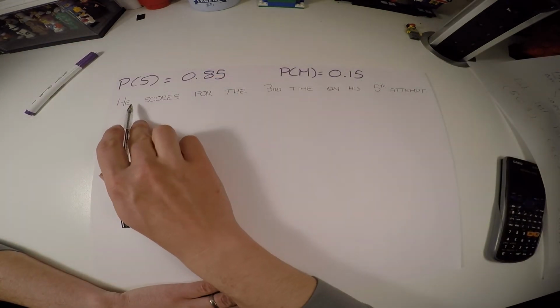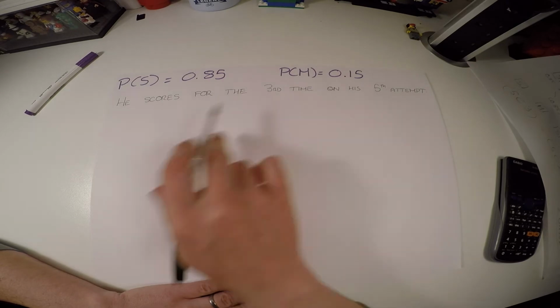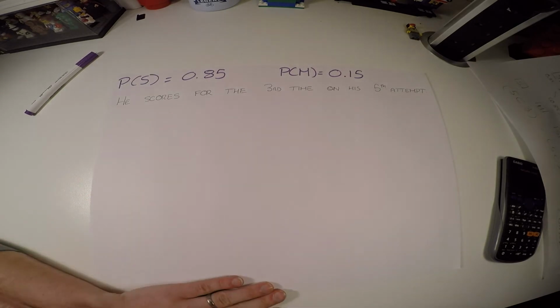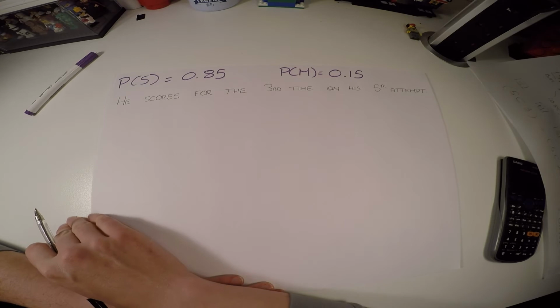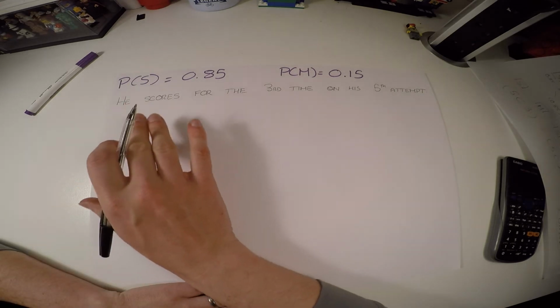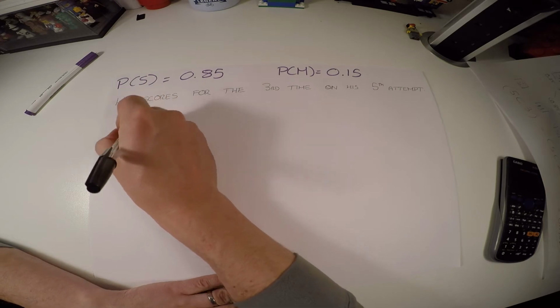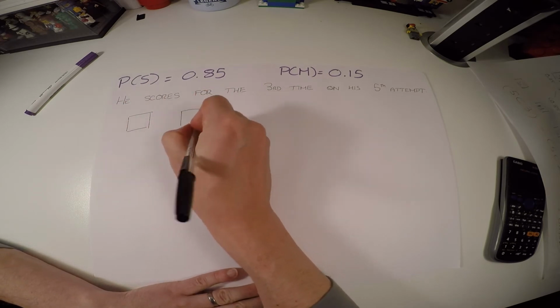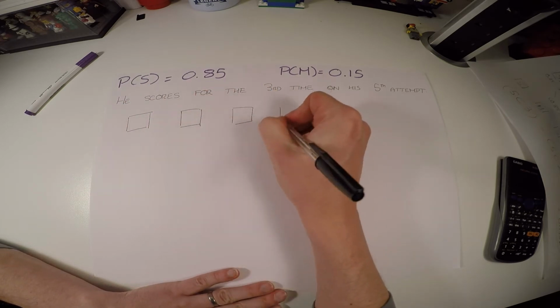So the next part then says, what about this? He scores for the third time on his fifth attempt. You see this question so many times. Really try and understand this. I'm going to use the exact same method as I used in the first part. So again, let's draw out the 5 boxes here. Let's work out one scenario.